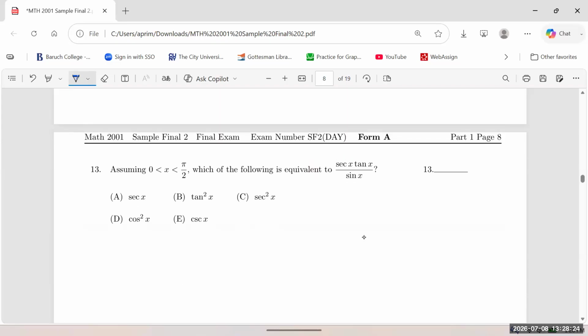Secant, tangent, sine. We did a very similar one today, right? Convert secant into 1 over cosine, tangent is sine over cosine, sine, keep change, flip, and then get the answer.